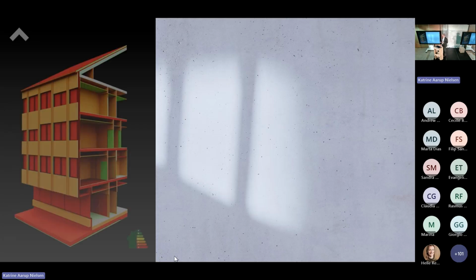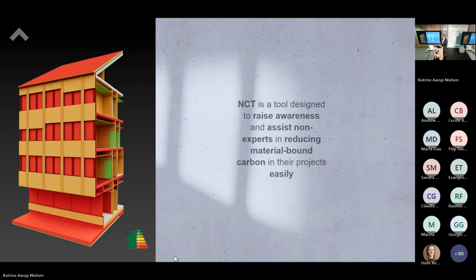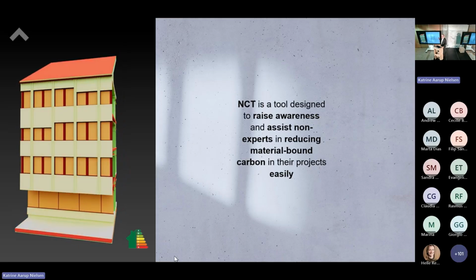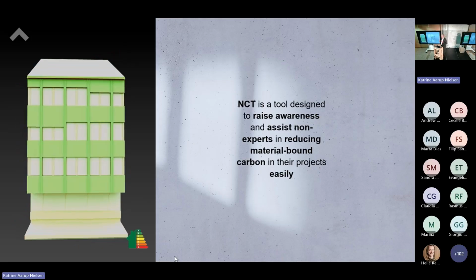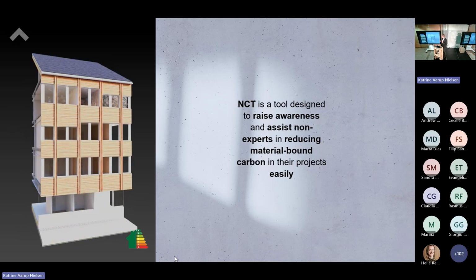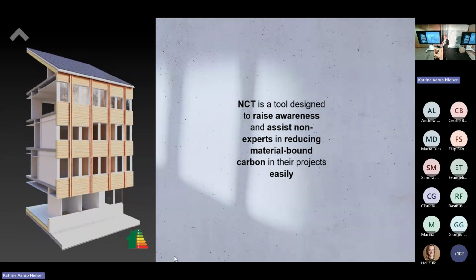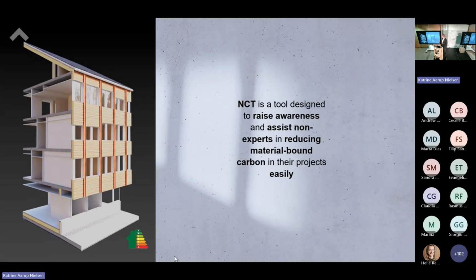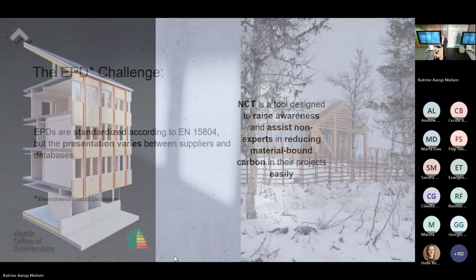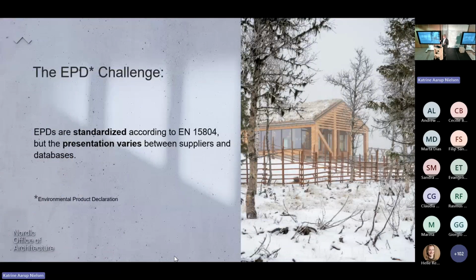So to sum this up, this is mainly to raise awareness, make it possible to make informed decisions in early phase design, and work very, very thoroughly into reducing material-bound carbon. We all have this challenge.